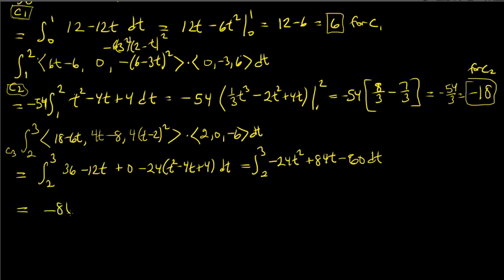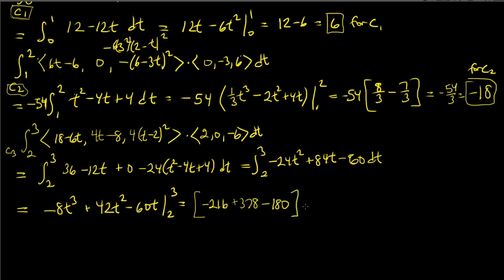All right, now we can integrate this. This is going to be negative 8t cubed plus 42t squared minus 60 times t, and then evaluated between 2 and 3. So plugging in the 3, we're going to get 27 times 8, 216, but it's negative, so negative 216. And then 42 times 9, sorry, 42 times 9 is 378. Got to hit the right buttons on my calculator here. And then negative 60 times 3 is negative 180.